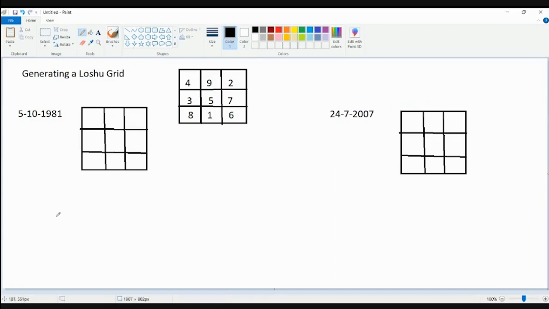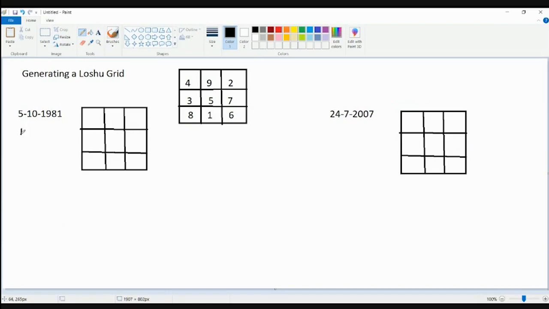Let us take a couple of examples and create the Loshu grid. One of the dates of birth that I have taken is 5th of October 1981 and the other is 24/7/2007. As you can see on the top, I have already mentioned the grid here so that when you are starting to learn this numerology, you keep this grid at the top of the page where you are doing it, so that you are able to see which number is to be put in which place. So let's go for the first DOB, 5/10/1981.